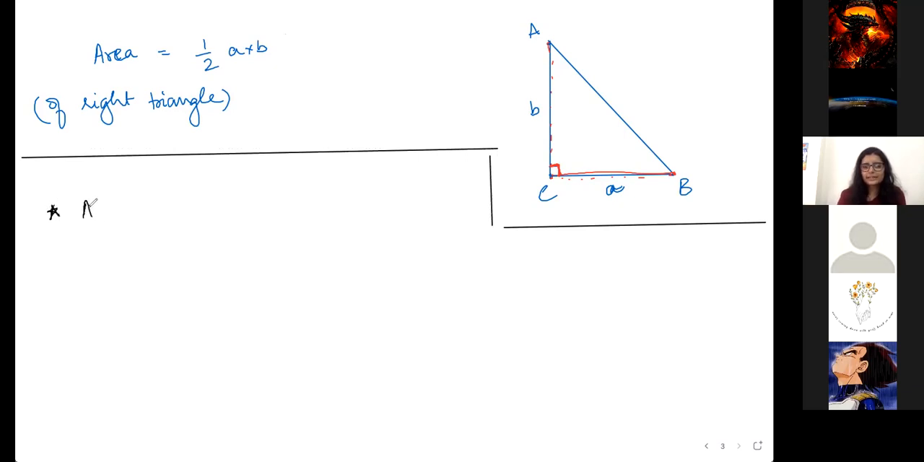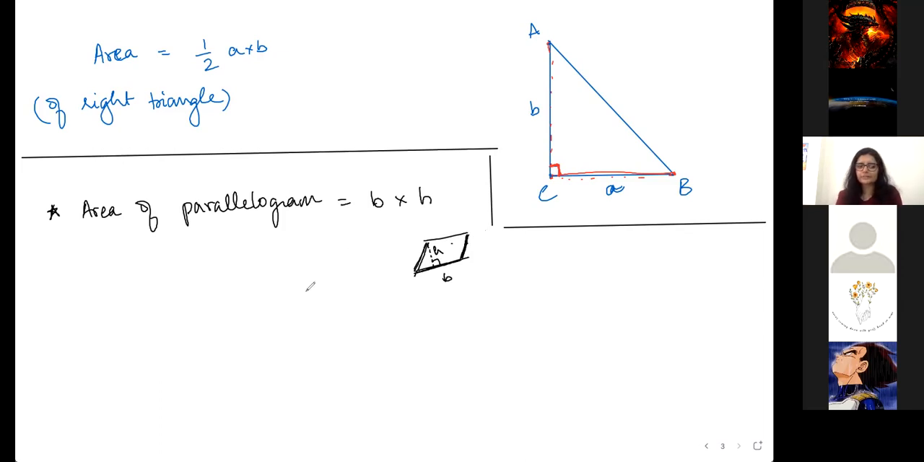You guys know what is the area of a parallelogram? Base into height. Absolutely. So again, the rules will be the same as what you have done for triangles. If this is a parallelogram, whatever you take as the base, the height should be perpendicular to it. So this is base and this is height. If you take one of these sides as the base, then the height needs to be the perpendicular distance from this side or this side, like this. So that's one thing you need to be careful about.